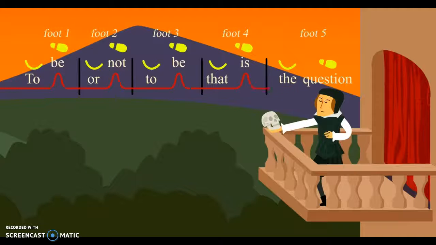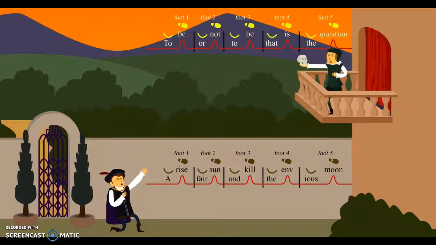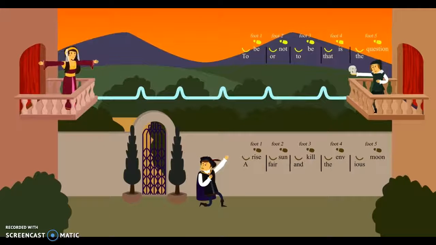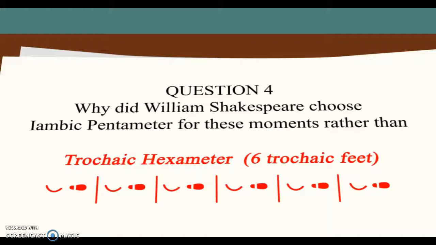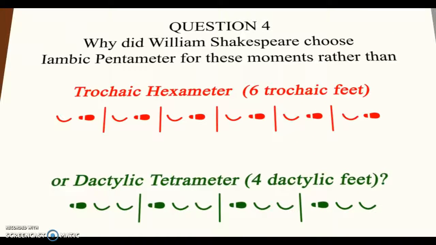Whether it's Hamlet pondering his existence, or Romeo professing his love, the characters switch to iambic pentameter when speaking about their emotions and their place in the world. Which leaves just one last question. Why did Shakespeare choose iambic pentameter for these moments rather than, say, trochaic hexameter or dactylic tetrameter?